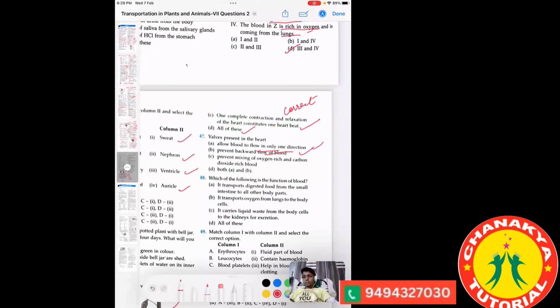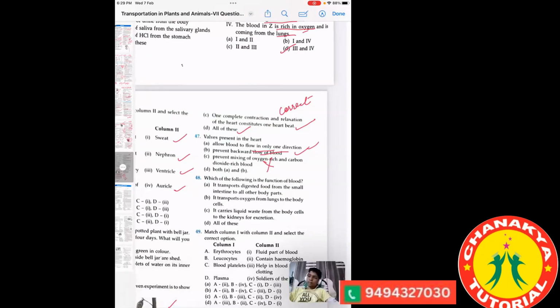Now, the third, prevent mixing of the oxygen and carbon dioxide rich blood, which is wrong. The valve does not have any kind of feature like this to stop the mixing of both. What they do is help in carrying the blood in one direction, and they stop the blood from going back. Question number 48, Kritvik.